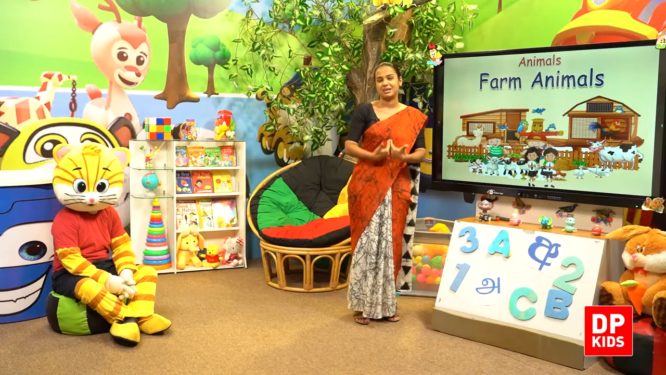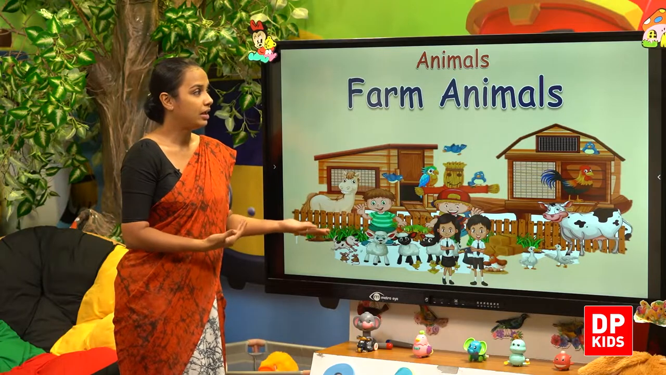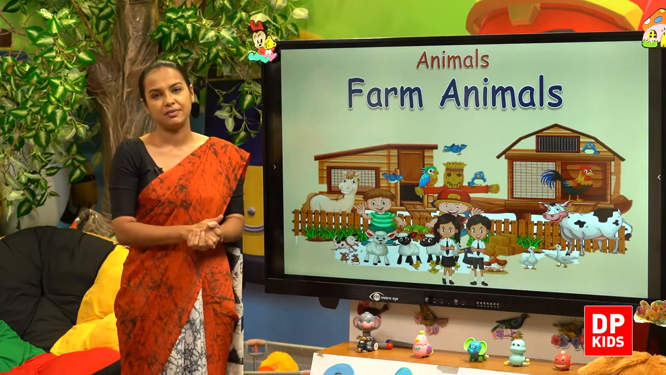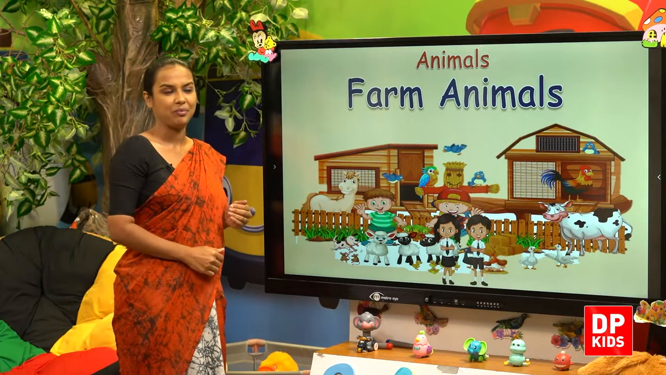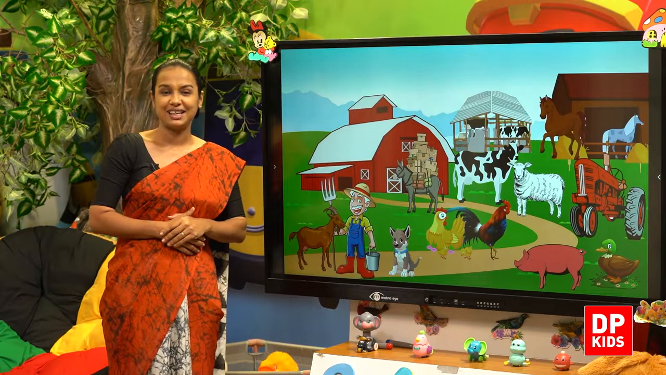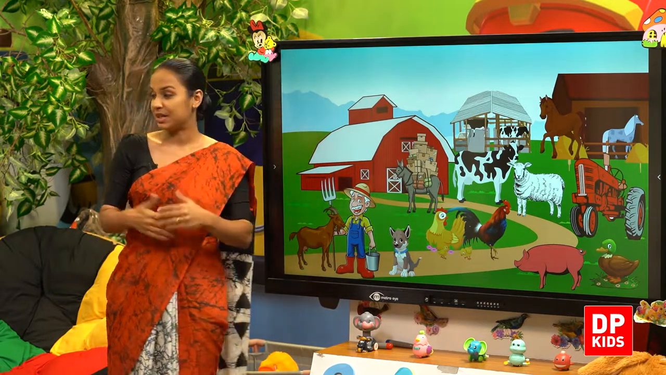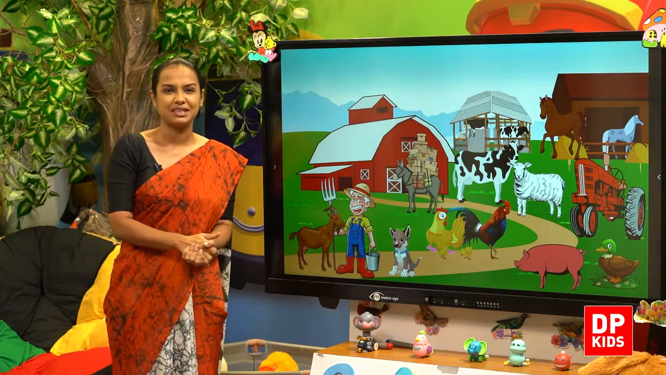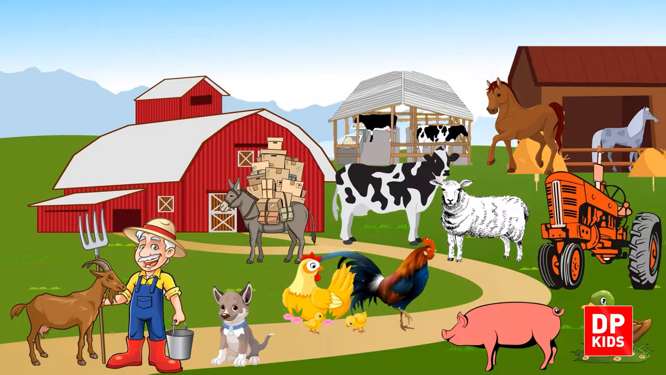They give us something. Yes. So we learn about farm animals first. So let's go inside the farm. Here we have come. Who is this? It's a farmer. So he let us to see the animals. So there are lots of animals in the farm. Can you all see? Do you all know few names of those?